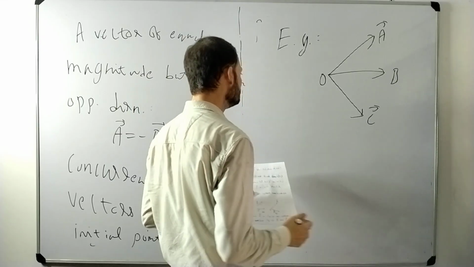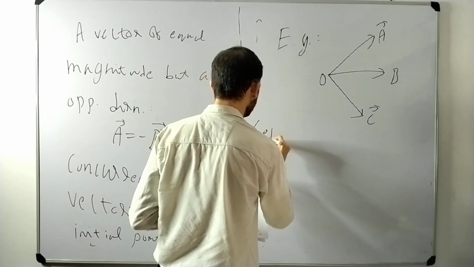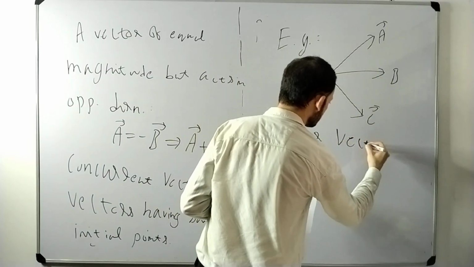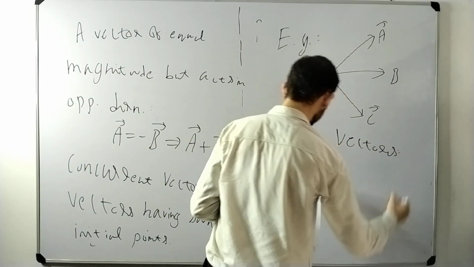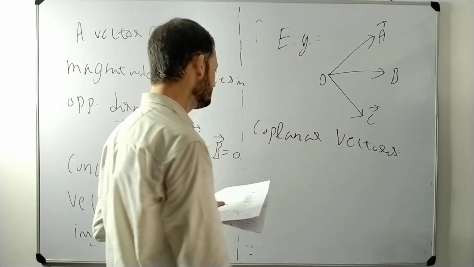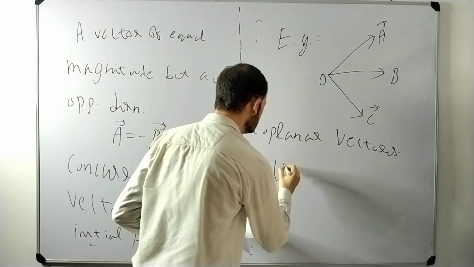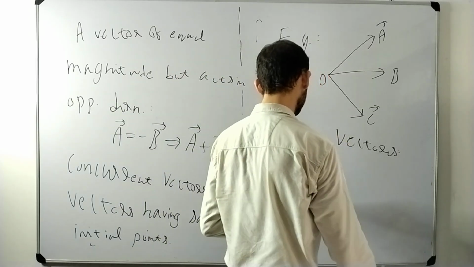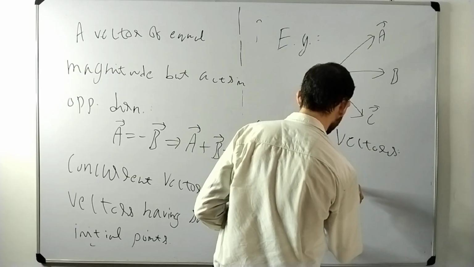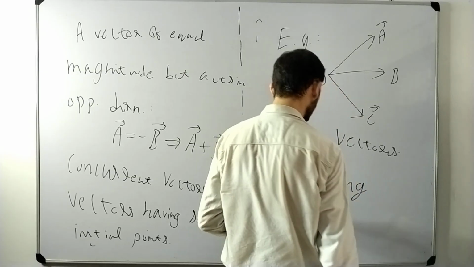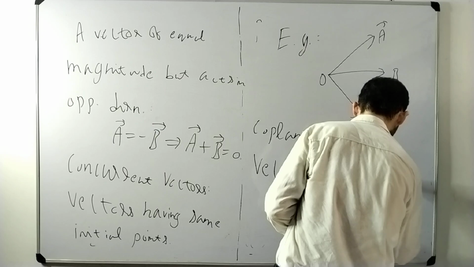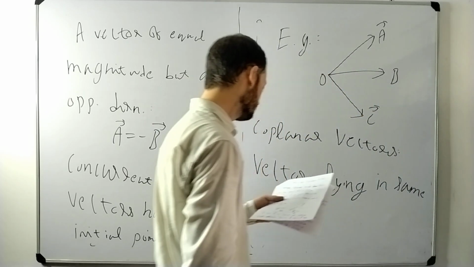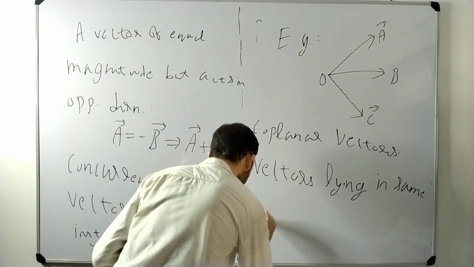Next, coplanar vectors. Vectors lying on the same plane. Not always do vectors have to lie on the same plane, but if two vectors are lying on the same plane, they are coplanar. Suppose x, y, x, z, like that, in the same plane.